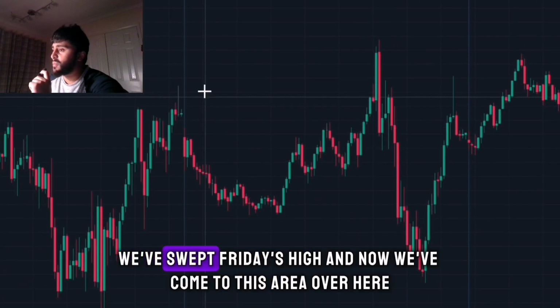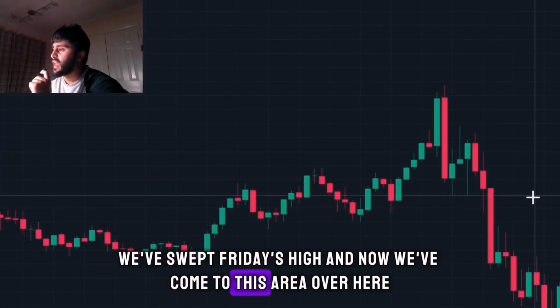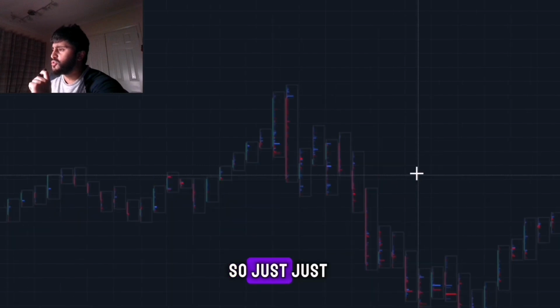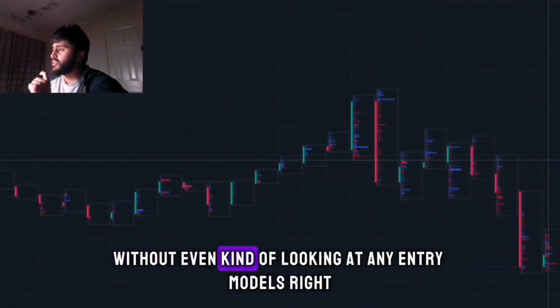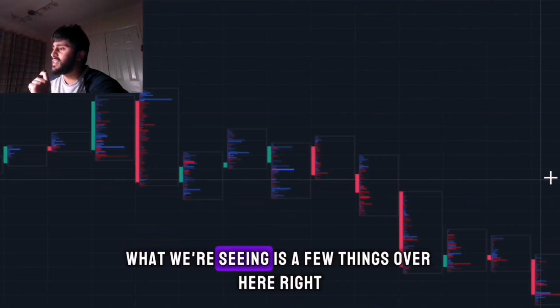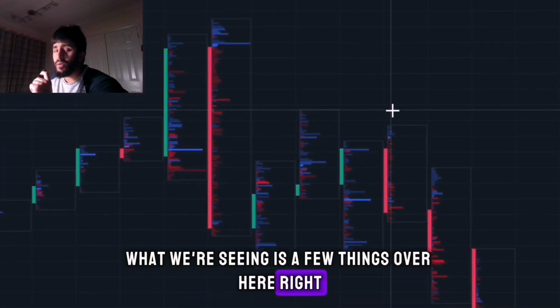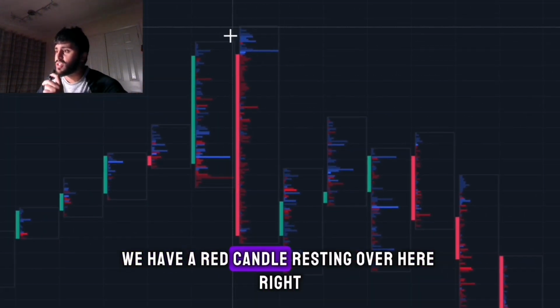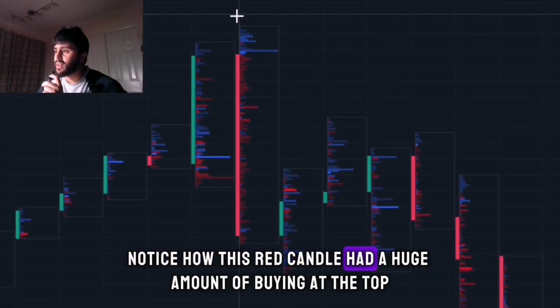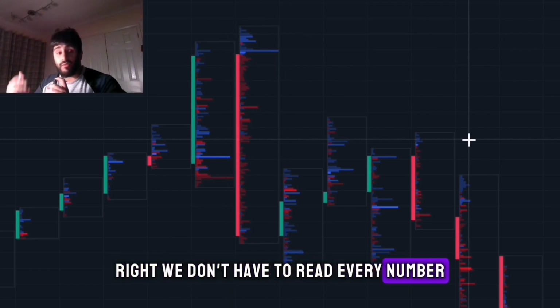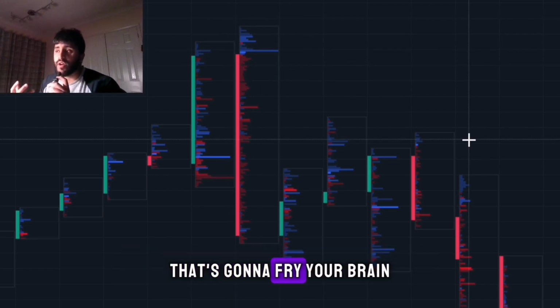So again, quickly, we've swept Friday's high, and now we've come to this area over here. So just without even looking at any entry models, what we're seeing is a few things over here. We have a red candle resting over here. Notice how this red candle had a huge amount of buying at the top. We don't have to read every number. In fact, you shouldn't be reading every number. That's going to fry your brain.